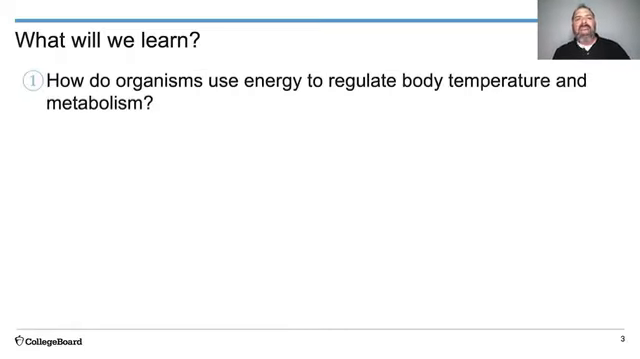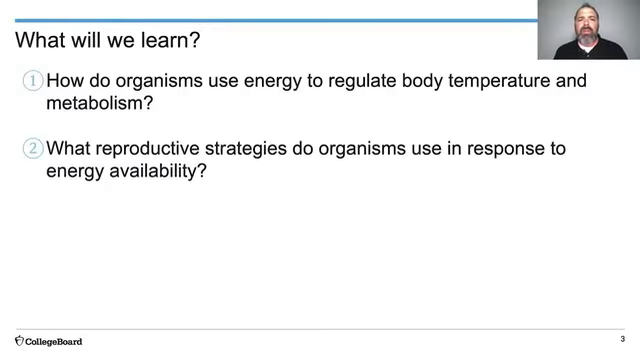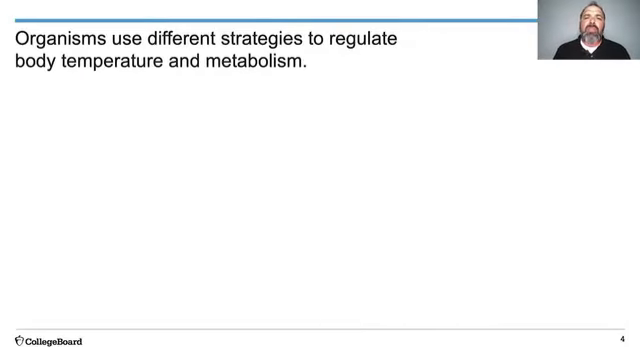So the first thing, how do organisms use energy to regulate body temperature and metabolism? What reproductive strategies do organisms use in response to energy availability? So it's one thing to use that energy, but then what are some strategies that they use reproductively? And so organisms use different strategies to regulate body temperature and metabolism.